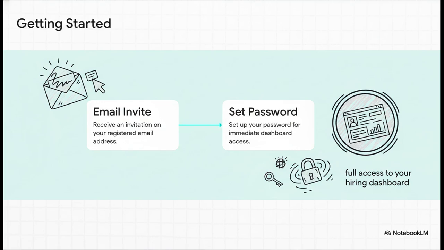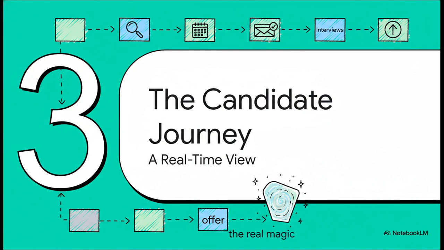As soon as your job is activated with Scaleup Connect, you'll get an invitation right there in your email inbox. You just click the link, set up a password, and boom, that's it. You're in, with full access to your hiring dashboard. Once you're inside, this is where the real magic happens. You get to see the entire candidate journey, all laid out for you, super clear.